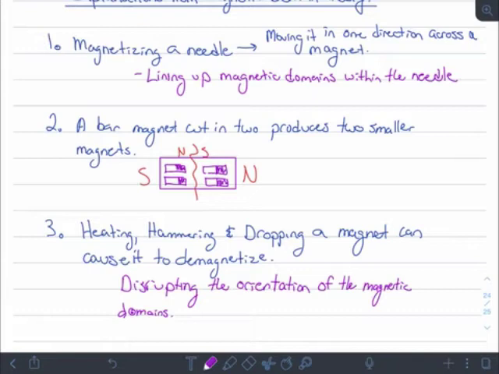Would small electric motors face that same problem? Not quite as much because they use much stronger, better magnets. But the heating part, possibly. The just losing magnetism over time, not so much.